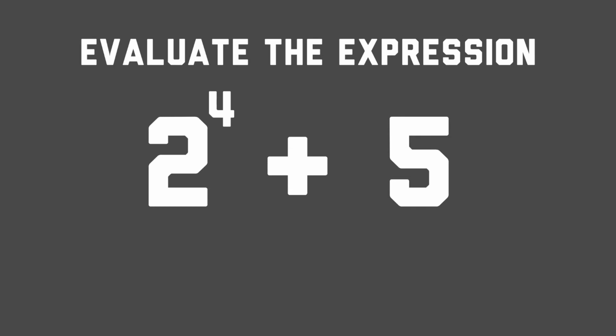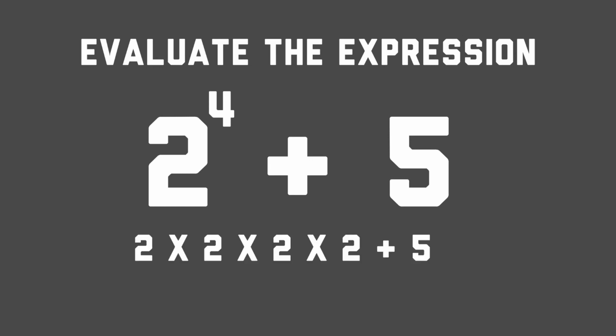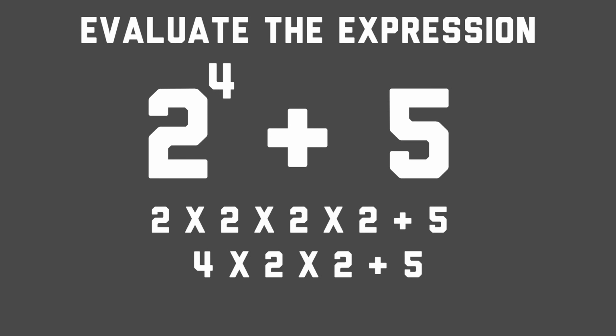So in this problem, we have 2 to the 4th power plus 5. So that becomes 2 times 2 times 2 times 2 plus 5. So if we go back to our order of operations, we see addition in the problem, but we also have multiplication. And M comes before A, and please excuse my dear Aunt Sally. So we're going to multiply first.